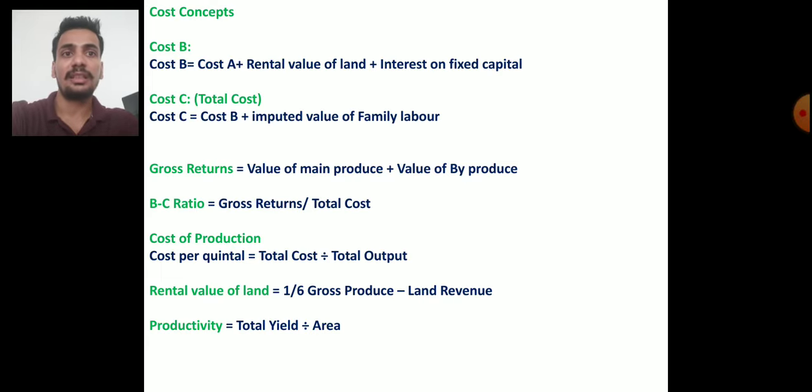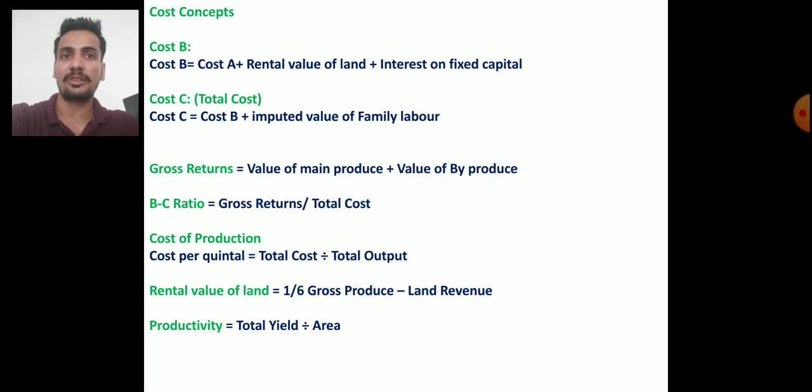So we have to take 12% of the rental value of land, because land is the only fixed capital here. So then the summation of cost A plus rental value of land plus interest on fixed capital is your cost B. Now what is cost C? Cost C is otherwise called the total cost or total cost of cultivation, because it is calculated per hectare. Cost C is a total cost.